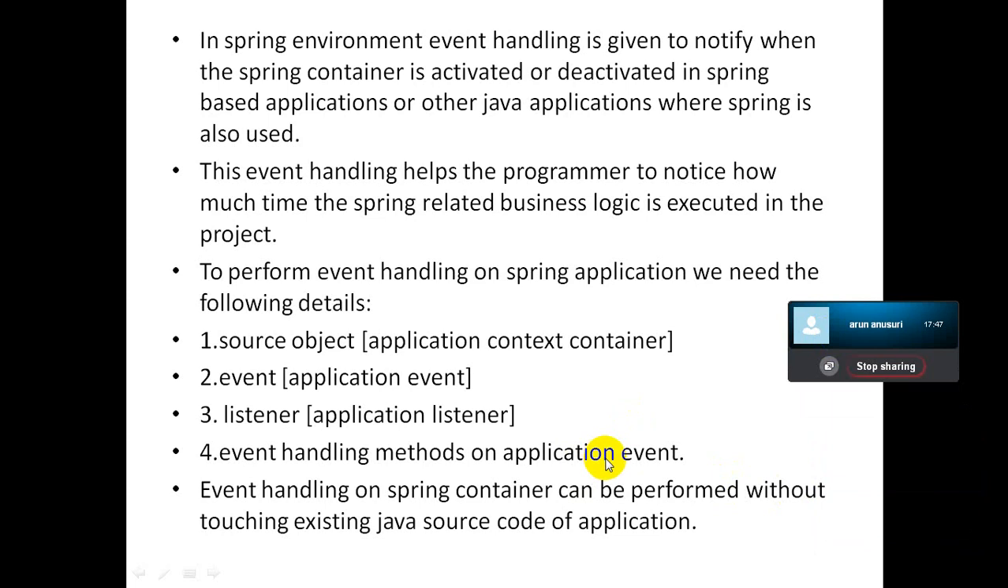Event handling on a Spring container can be performed without touching existing Java source code of an application. That's a plus point we get in event handling in Spring. So we are using Spring, let us say, for the past 3 years. Now I just came across some slowness, and I want to know who is causing it.